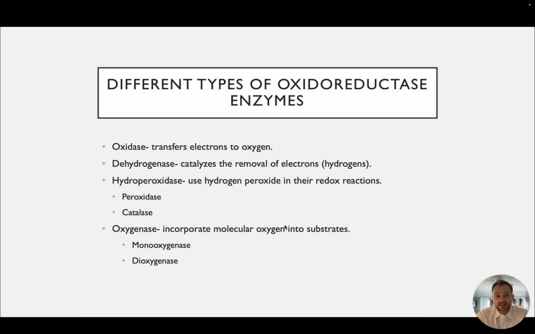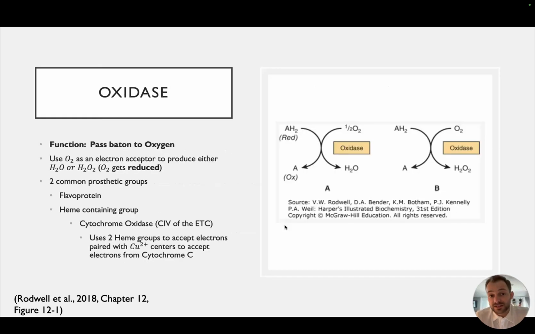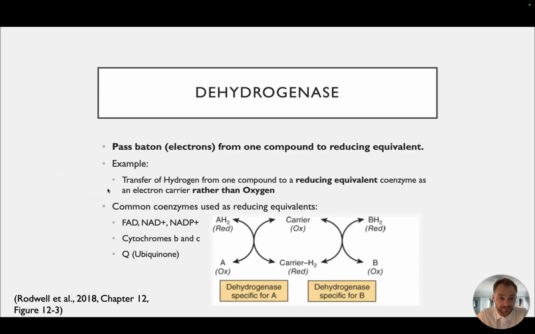There are a couple different types that I'd like to talk about. So first off, we've got oxidases, next we've got dehydrogenases, hydroperoxidases, and oxygenases. First off, let's talk about oxidases. Their function is to pass the baton to oxygen, and you can see that right here. We're reducing molecular oxygen to H2O by donating electrons from A. Two common prosthetic groups are flavoproteins and heme-containing groups like cytochrome oxidase, which is complex 4 of the electron transport chain.